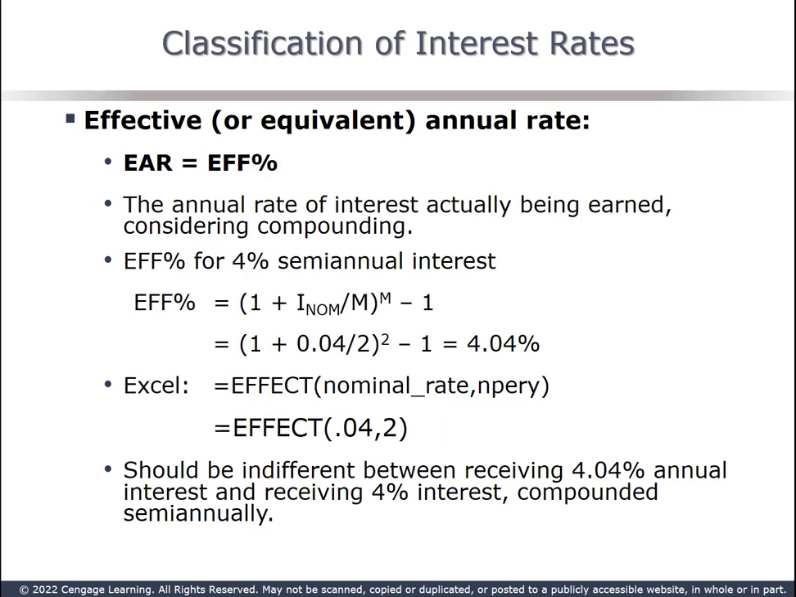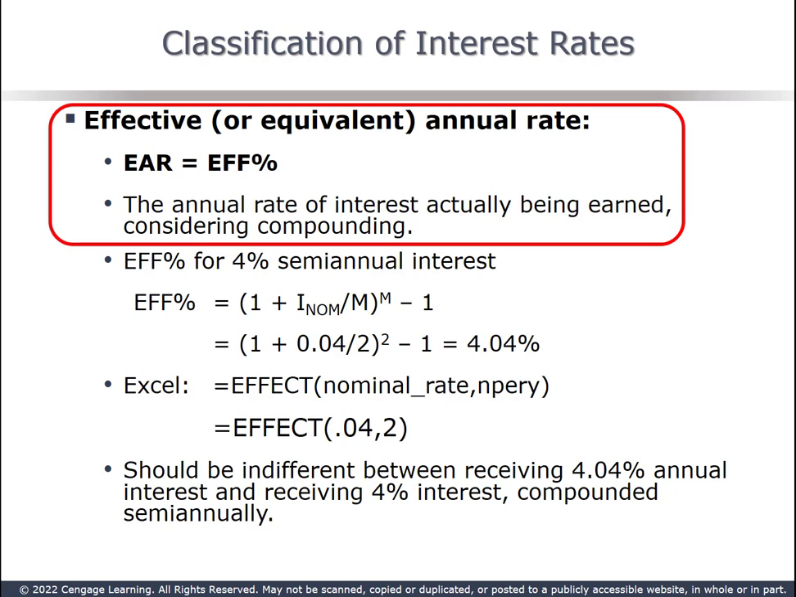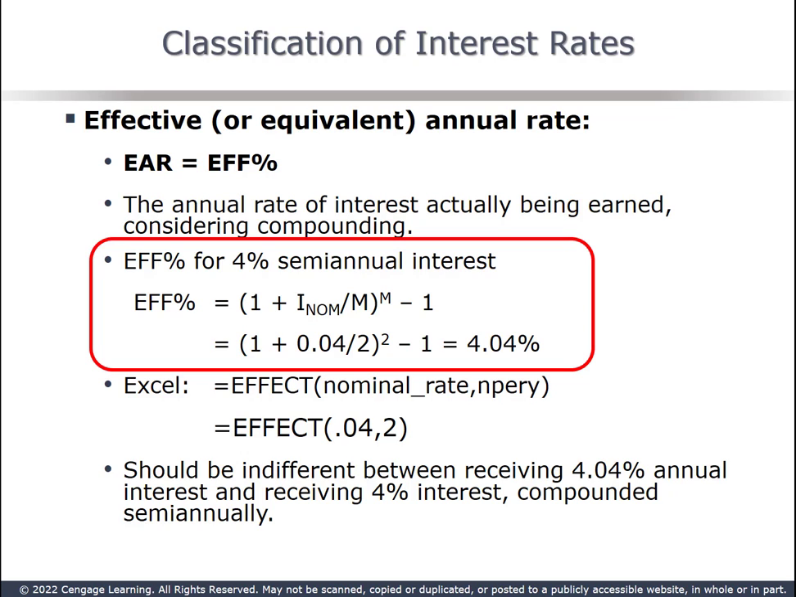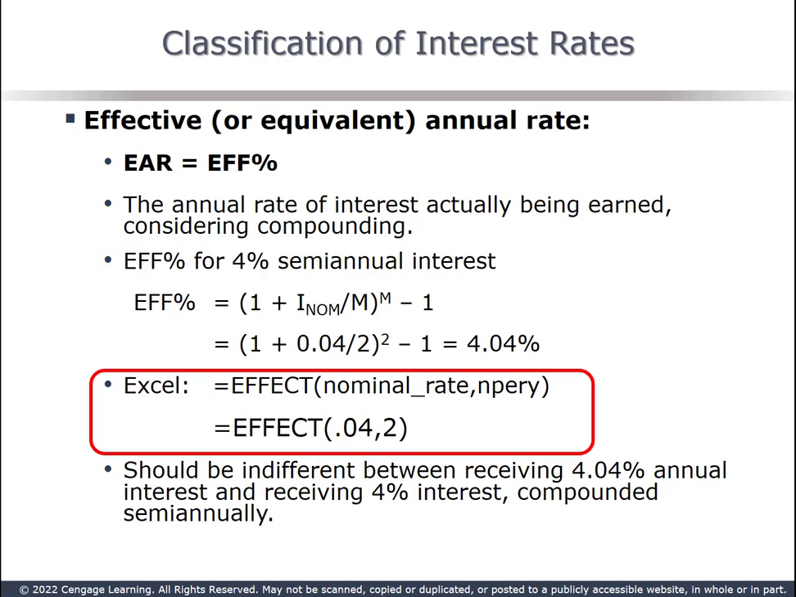The third classification of rates is the effective annual rate. It converts a nominal or quoted rate to a rate that reflects annual compounding. With rare exception, an EAR is not used in calculation. Its main use is for comparisons. You're quoted one rate compounded monthly, another compounded daily. Convert both to EARs to compare them. A nominal rate can be converted to an EAR using the formula on the slide or using the Excel function.